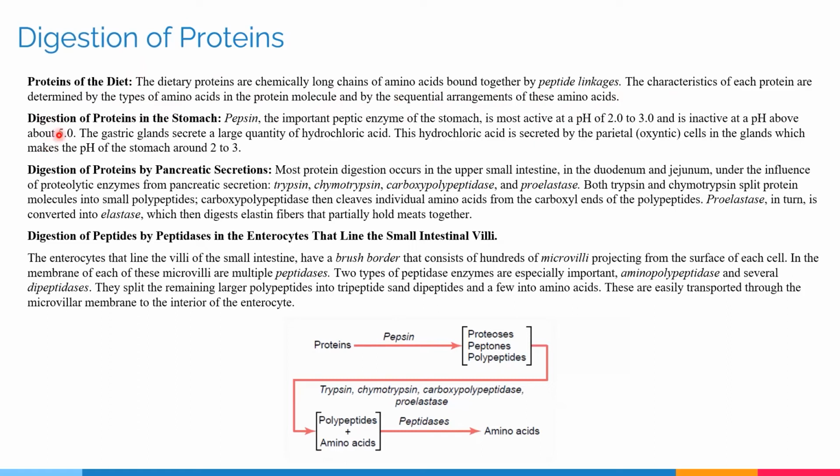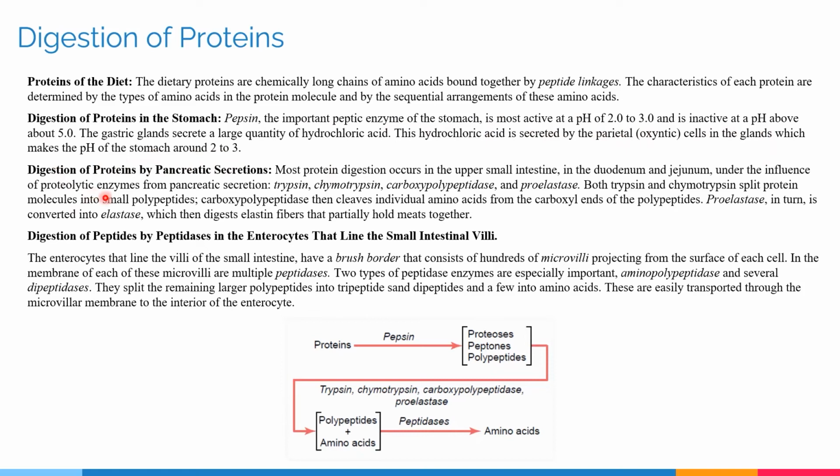First, we look into the digestion of proteins in the stomach. Pepsin, the most important peptic enzyme of the stomach, is most active at a pH of 2 to 3 and is inactive at a pH above 5. Gastric glands secrete large quantities of hydrochloric acid. This hydrochloric acid is secreted by the parietal or the oxyntic cells in the glands, which makes the pH of the stomach around 2 to 3.